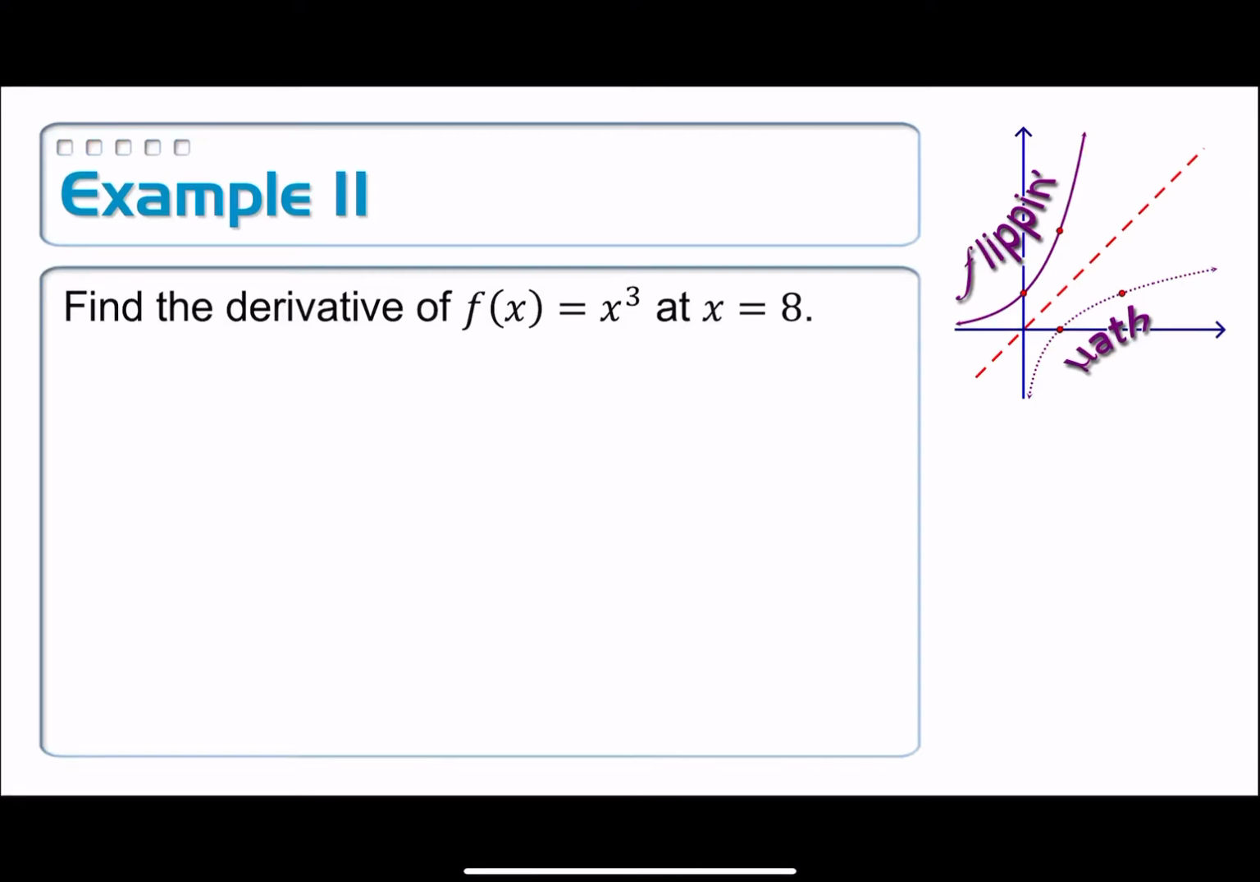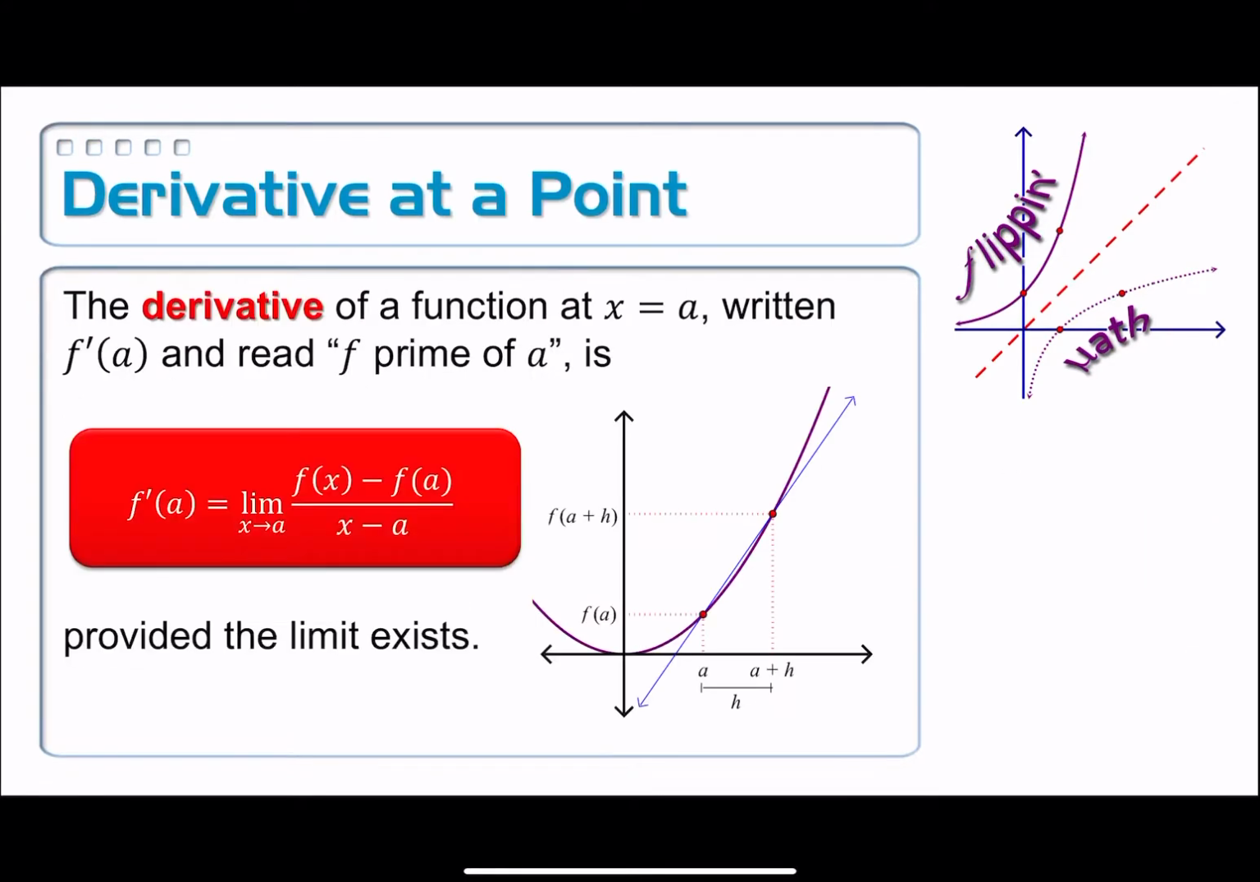For example 11, find the derivative of f of x equaling x cubed at x equals 8. We're going to actually do this a couple of different ways. Let's go ahead and do it first like this. We're going to use the delta x definition, and it's just basically the slope of a tangent line using the limit process to take the secant line closer and closer to the tangent line. And then let's just see how it differs from using the alternate definition as x approaches a.